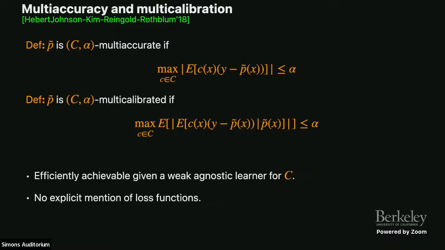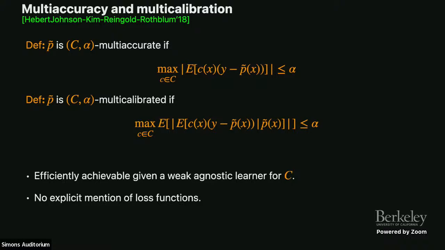Look at the correlation between C and these residues. If this correlation is small, then you're C alpha multi-accurate. C alpha multi-calibration is the stronger notion where you measure correlation conditioned on a particular prediction value. Fix a prediction value like 0.7, measure the correlation, and now you take the expectation. The outer expectation is over the distribution of predictions.